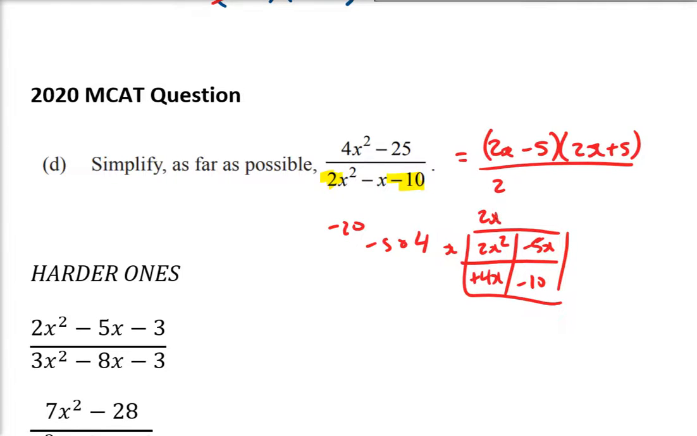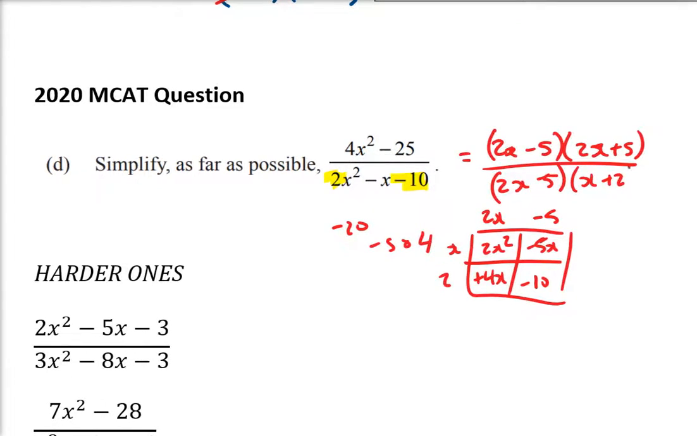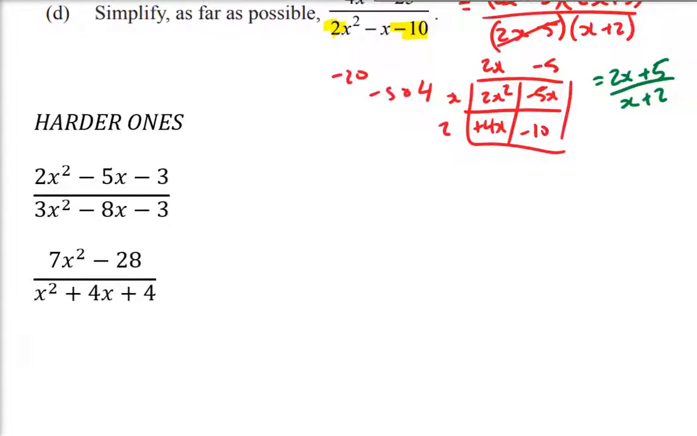So that is hopefully my brackets. So 2x minus 5, x plus 2, that's going to cancel, which is going to leave me with my answer of 2x plus 5 over x plus 2. Okay. Now obviously these harder ones are really just harder because of the factorising. So have a crack at those, and then there's some questions.